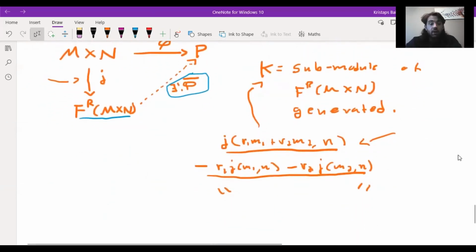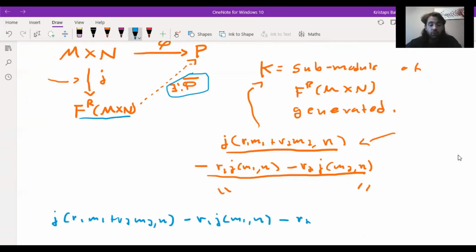Towards that end, let's suppose that we had some arbitrary element of the K module. So that is, let's say that we had this J(R1 M1 plus R2 M2, N) minus R1 J(M1, N) minus R2 J(M2, N). And we want to make sure that our map phi bar is trivial on here. So we take phi bar of this whole entire thing.